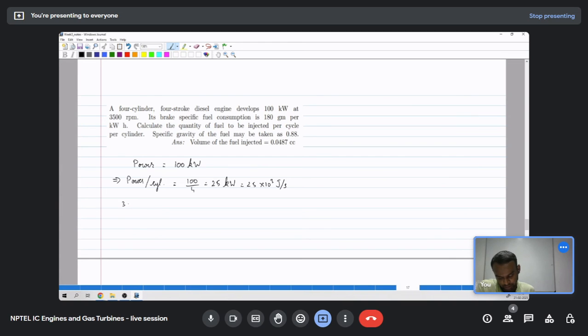Using speed, which is 3500 rpm, we know, and it is a 4-stroke engine. So that means for every 2 revolutions there will be 1 cycle, and we can write this as 3500 by 60 revolutions per second, or 3500 by 2 into 60 cycles per second. This is 29.17 cycles per second.